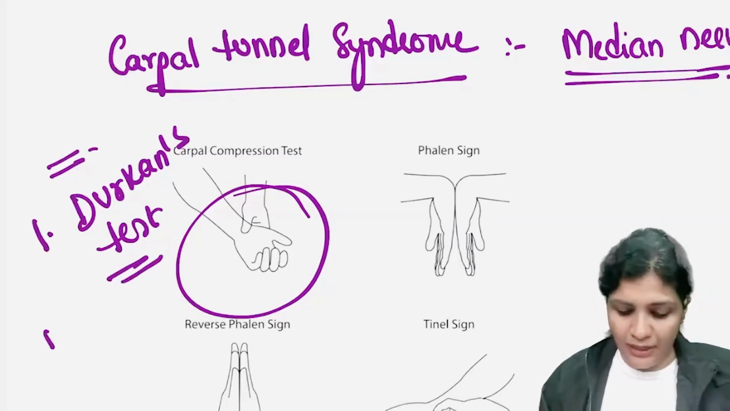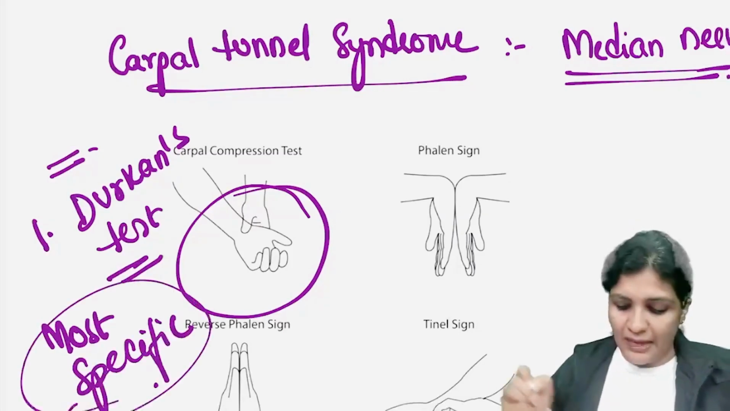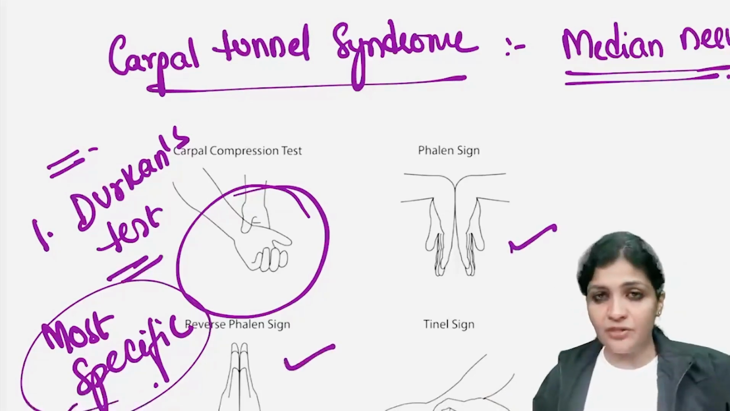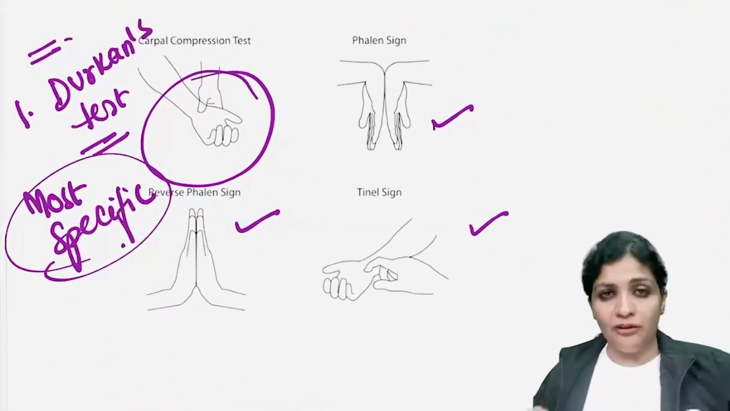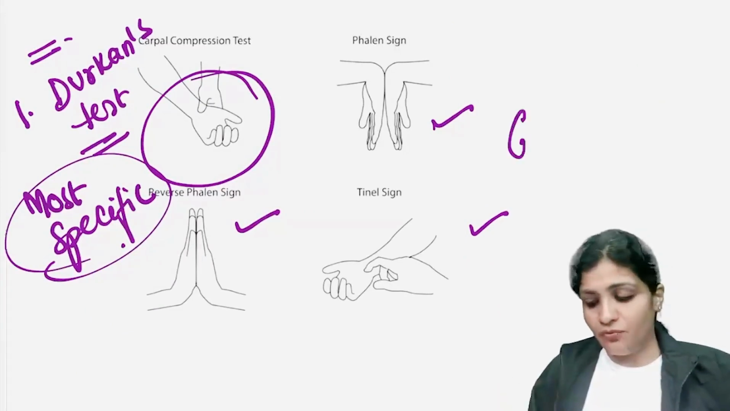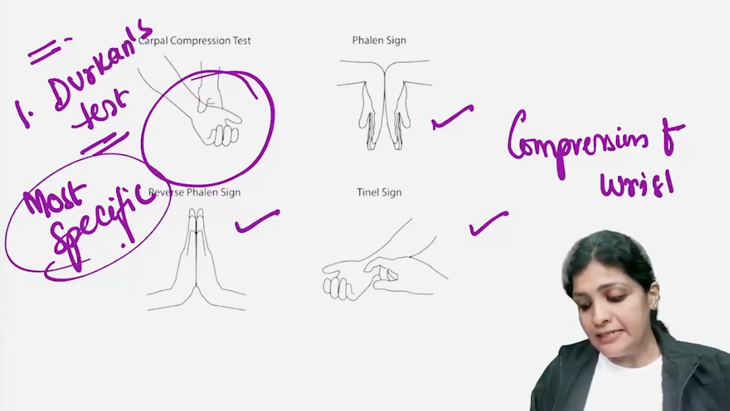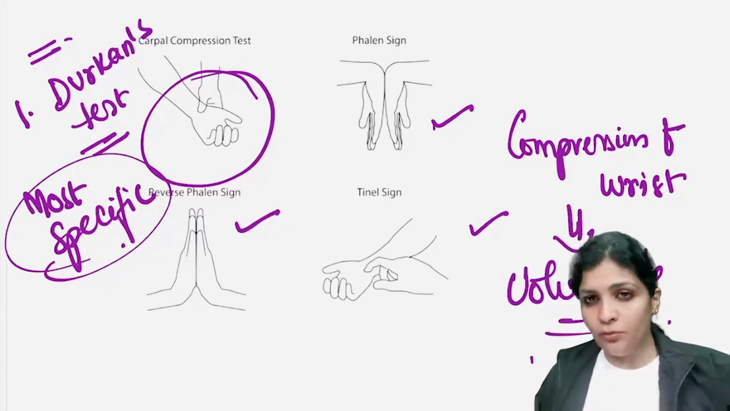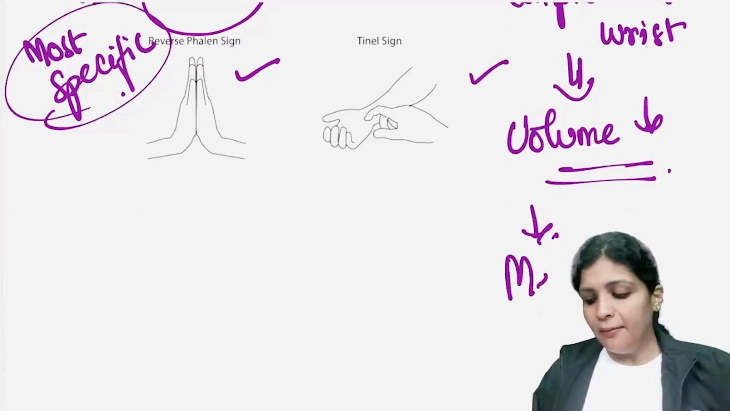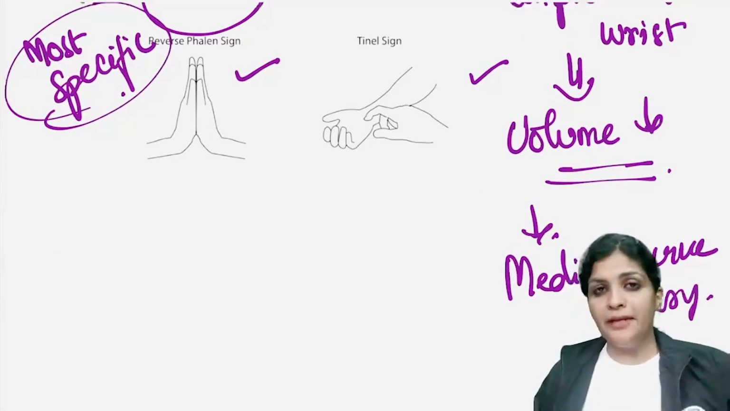Very, very important, and it is most specific. And then what is this? This is Phalen sign, reverse Phalen sign, Tinel sign. These are all examples of tests for carpal tunnel syndrome. If you see everything, there is a compression of the wrist. Whenever there is compression of the wrist, the volume of the carpal tunnel decreases, which results in median nerve palsy.